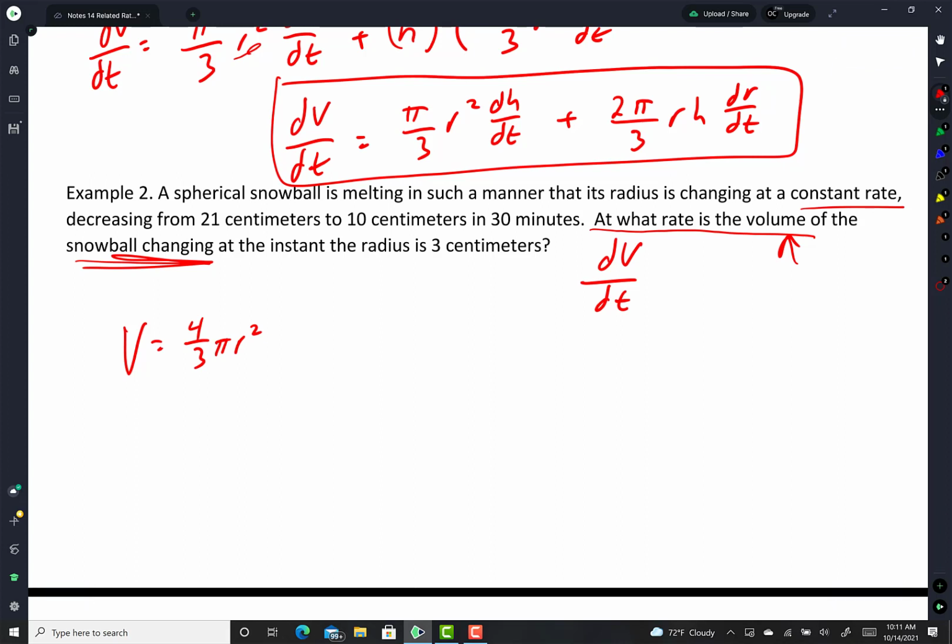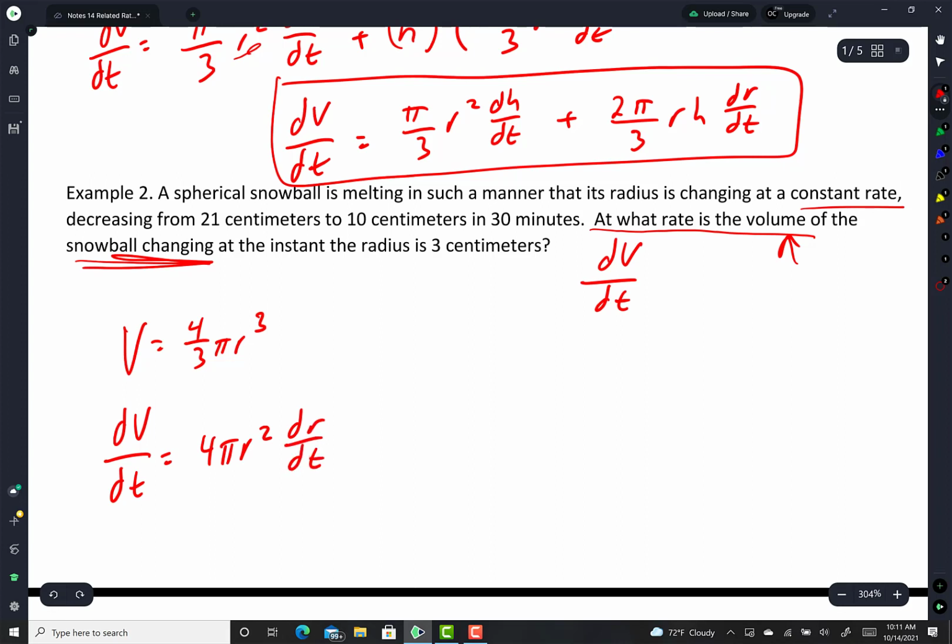4/3 pi r cubed. You're right. 4/3 pi r cubed. All right, here we go. I'm going to find my dV/dt. So I'm going to write dV/dt equals, the 3's cancel out, 4 pi r squared dr/dt. All I need is radius and my dr/dt.